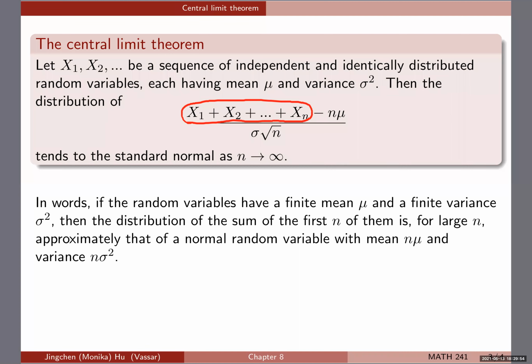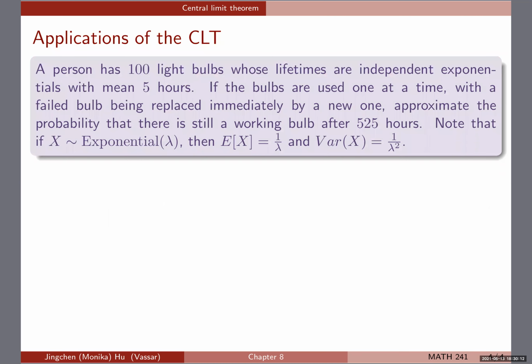Then we are able to use the central limit theorem to think about how the sum behaves. Sorry about that, that's my cat. So we know that the sum of them is going to behave approximately like a normal distribution. If we now come back to this question, we know that we have 100 light bulbs, and each of them has its own lifetime.